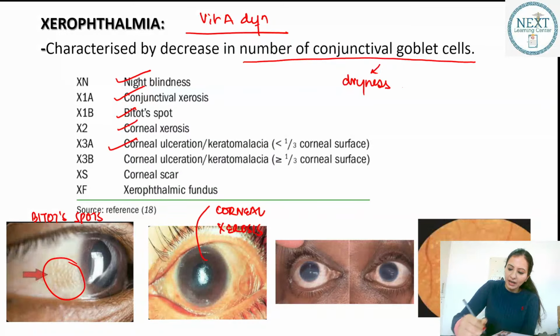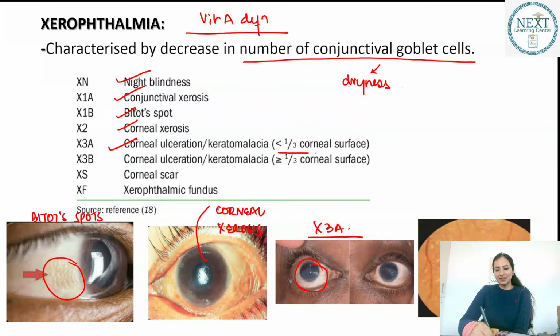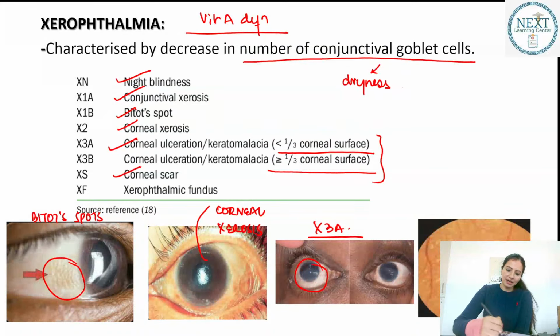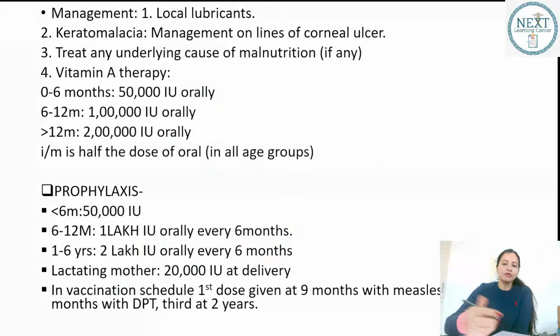X3A is corneal ulceration. X3A is when it is involving less than 1/3 of the corneal surface, and more than or equal to 1/3 is X3B. XS is corneal scar and XF is xerophthalmic fundus. Now management: for dryness, go for lubricants. For keratomalacia, you have to treat it like a corneal ulcer.